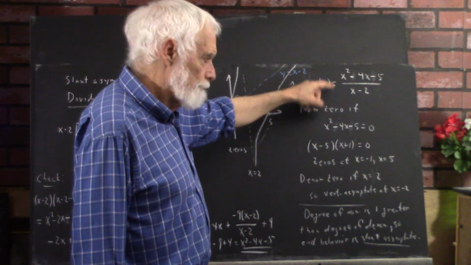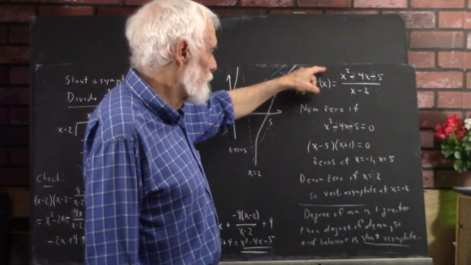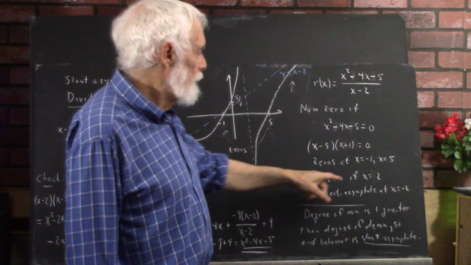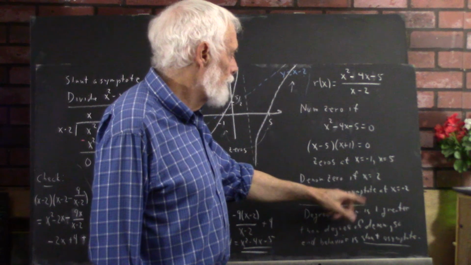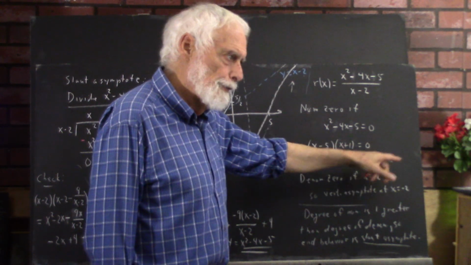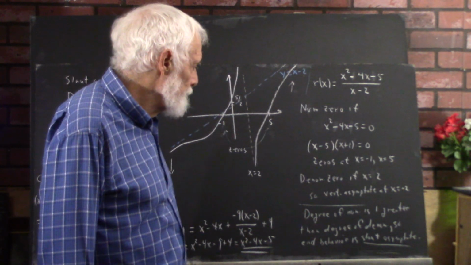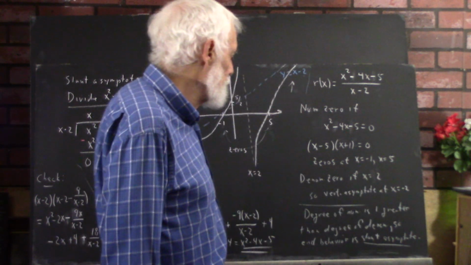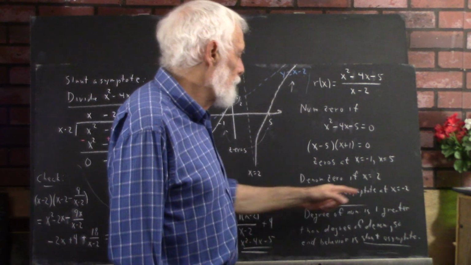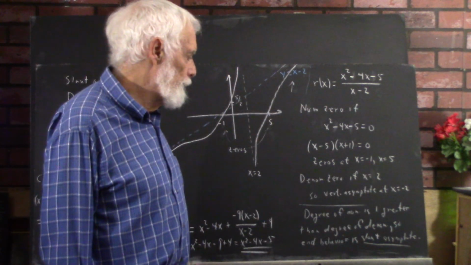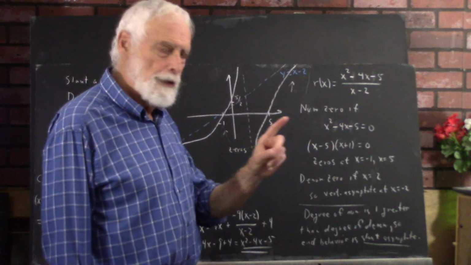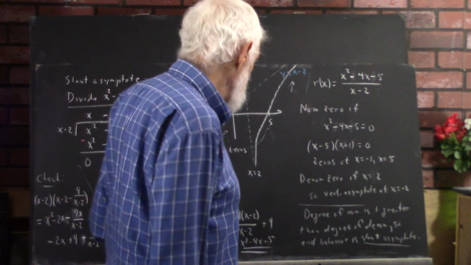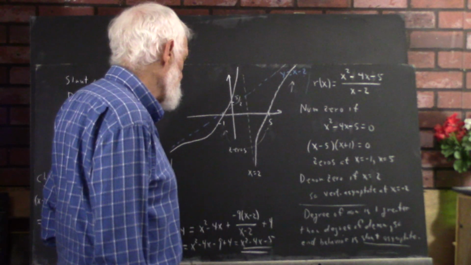So we fulfilled the condition that the numerator is 0, the denominator isn't. The denominator is 0 if x equals 2, the numerator isn't, because the numerator is only 0 at negative 1 and 5. So we have a vertical asymptote at x equals 2. And also the degree of the numerator is 1 greater than the degree of the denominator. So in that unique situation, we have a slant asymptote. We'll determine the slant asymptote in a minute.